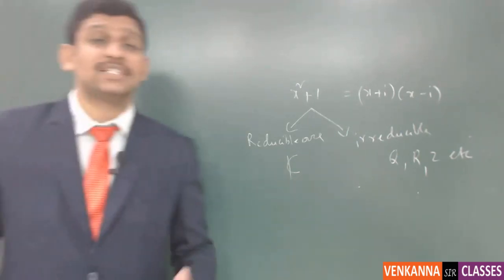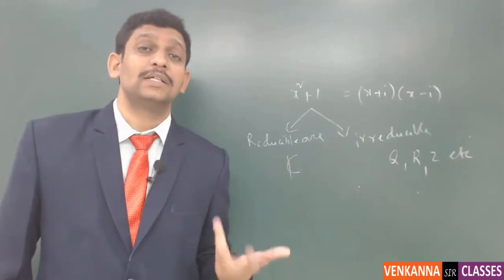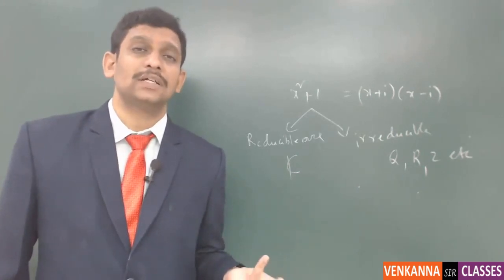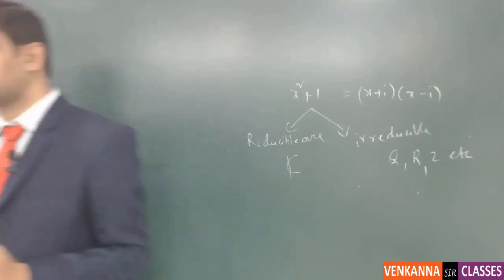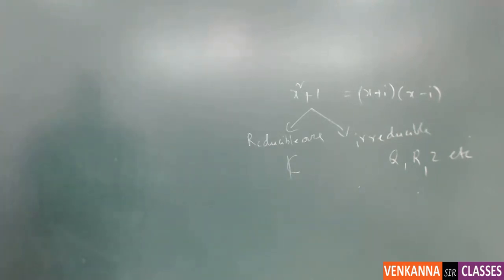And I will say that you can occasionally find some polynomials where Eisenstein's criterion is not applicable, but it is irreducible over Q. I will give an example as a post in the Telegram group later. You can check that. It's a small problem that you can cross verify.